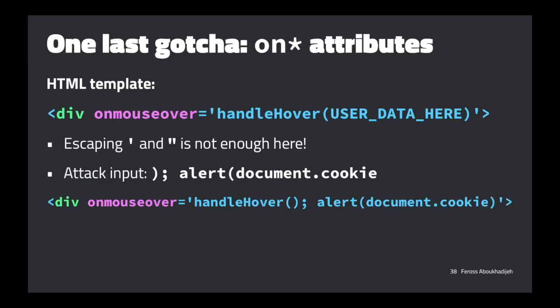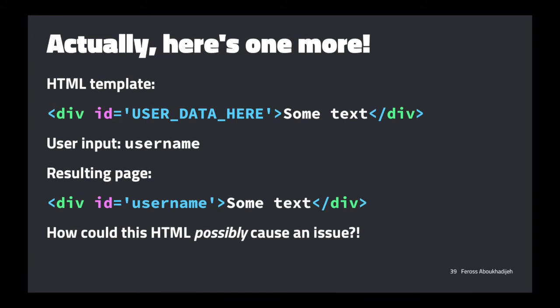Okay, so I said this was the one last gotcha with attributes, but then I realized there was one more right before lecture. So this one is wild. You have to be careful when you're letting the user select the ID of an attribute. Say we let the user select the ID and they select username, and then we end up with this HTML here: div ID equals username, some text. How could this possibly cause an issue?